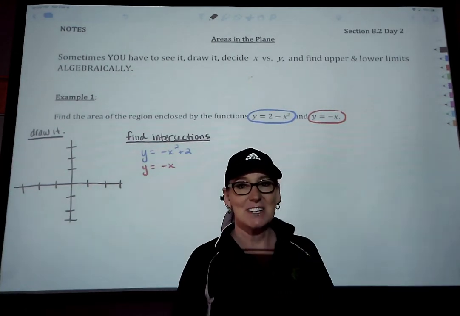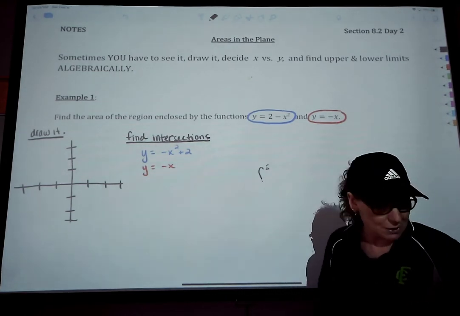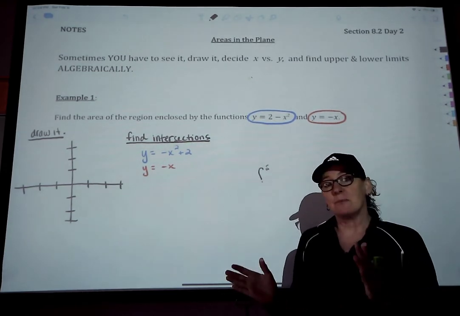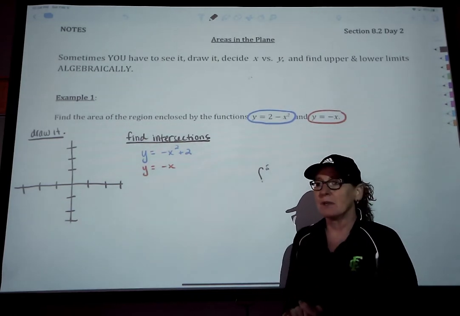Hey guys, I have your notes here for section 8.2 day 2. What we're going to be doing is pretty much the same thing that you did in 8.2 day 1. We're finding areas between two curves.